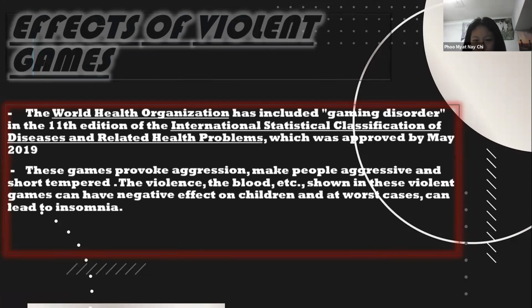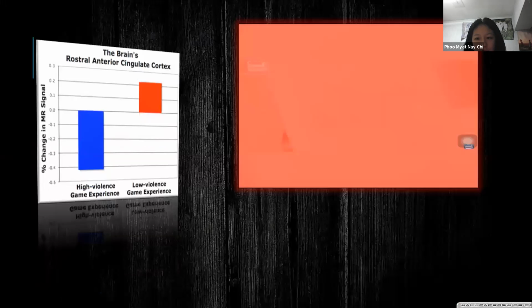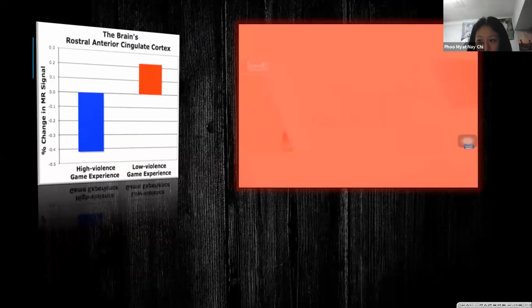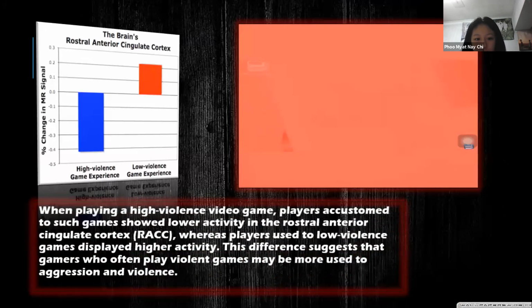These violent games just encourage violent behaviors and practices like aggressive solutions to conflict situations. This is research done by a team in the US. As you may see here, when playing a high violence video game, players accustomed to such games show lower activity in the rostral anterior cingulate cortex, RACC.